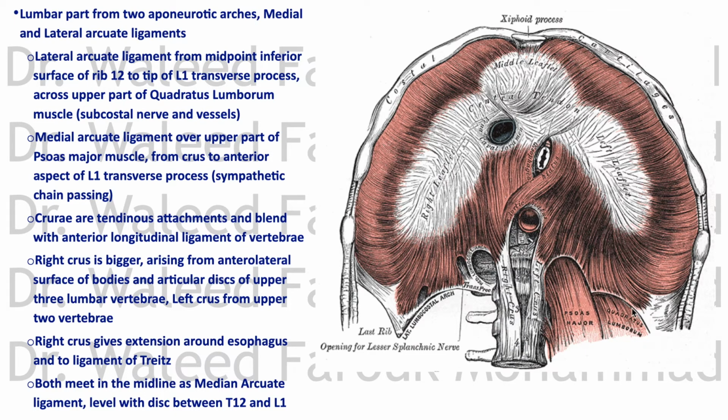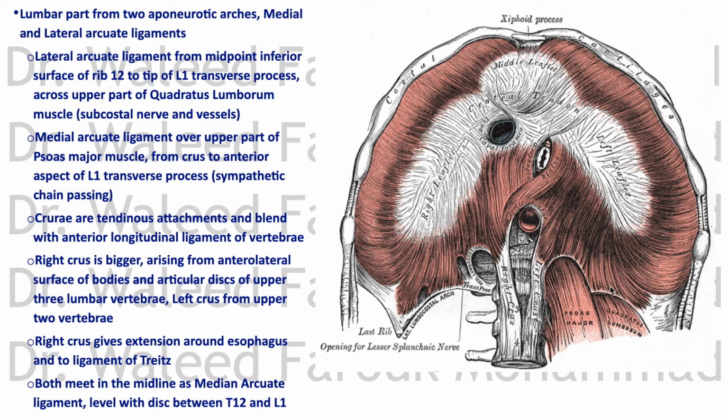Now, the lateral arcuate ligament extends from the midpoint of the inferior surface of rib number 12 to the transverse process of L1. See, it partially covers the quadratus lumborum muscle. We will study this in the posterior abdominal wall. This muscle attaches to the iliac crest and the fifth lumbar vertebra by a ligament called the iliolumbar ligament, and stretches up to the lower surface of rib 12. It's crossed by the lateral arcuate ligament.